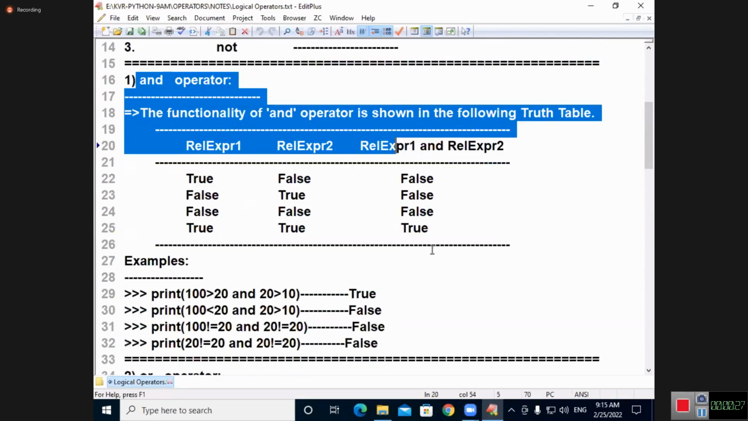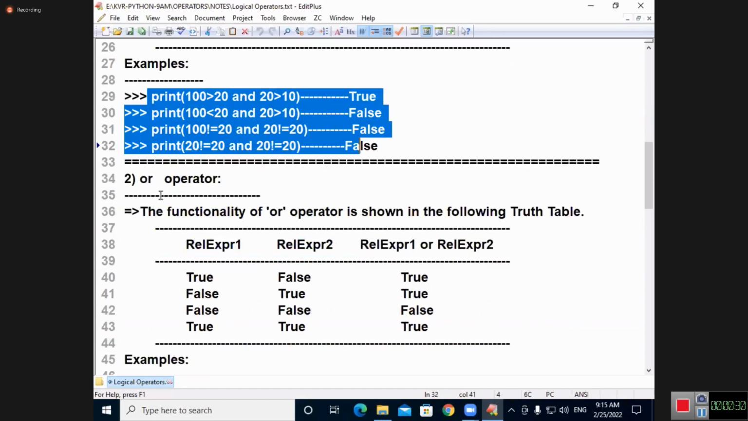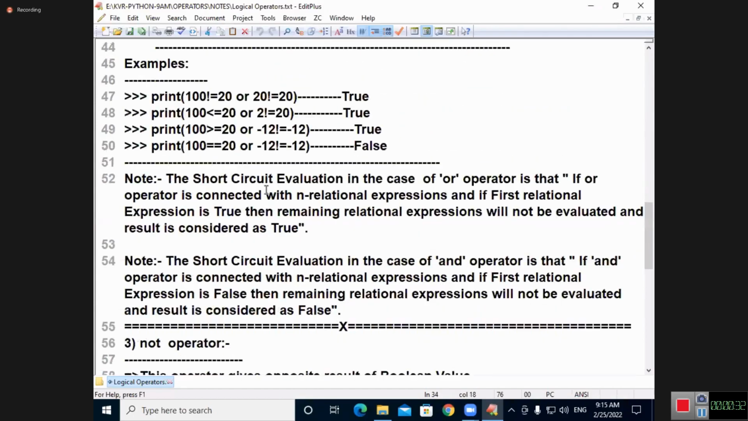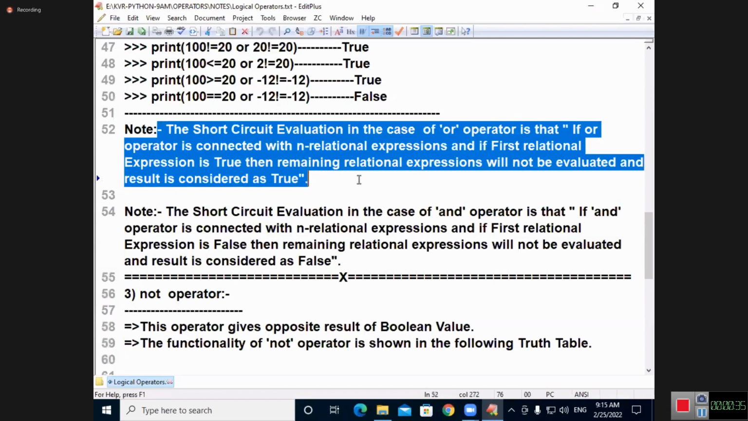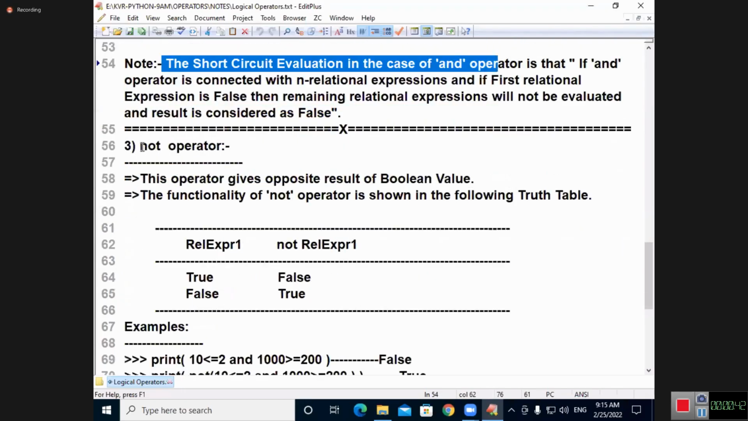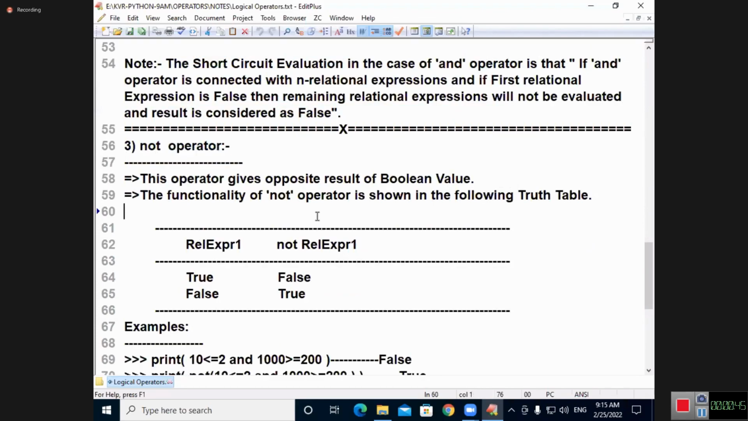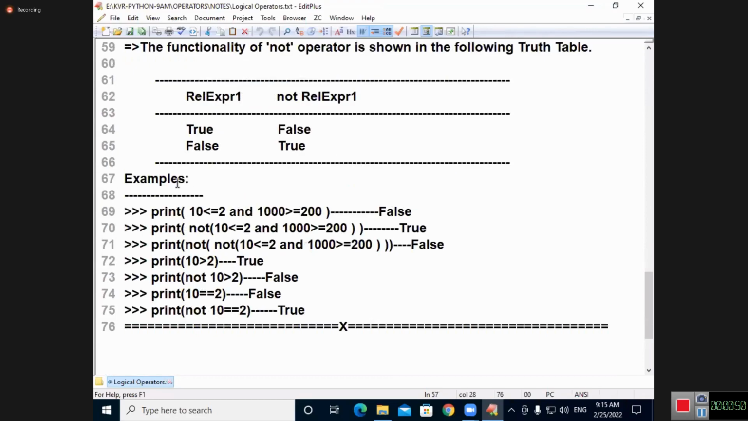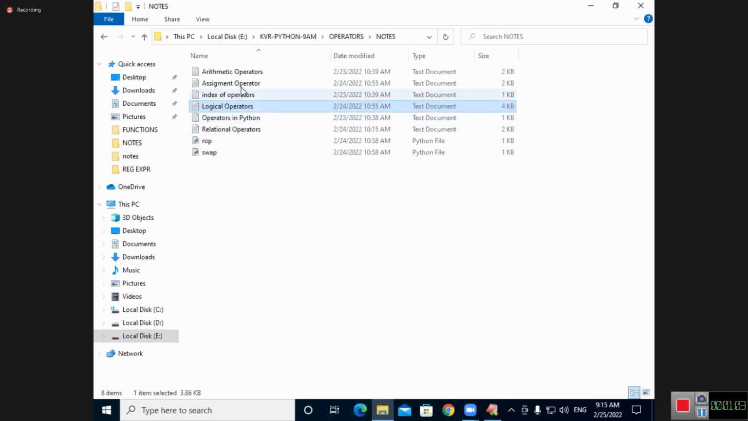It's a truth table, and its example. The OR operator and its example, short circuit evaluation with the OR operator, and short circuit evaluation in the case of the AND operator. We have completed that. Later we entered into the NOT operator also, which is just opposite to AND and OR. Later we went through certain examples on the NOT operator. So that we already discussed in the classes. Now it is time to go for the other operators.